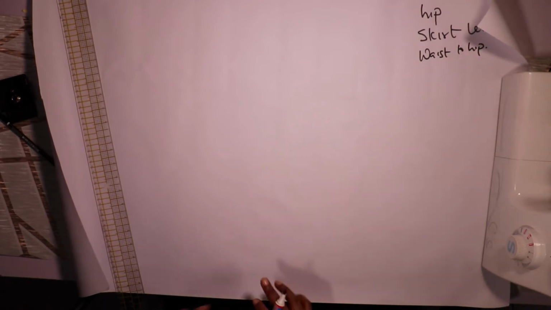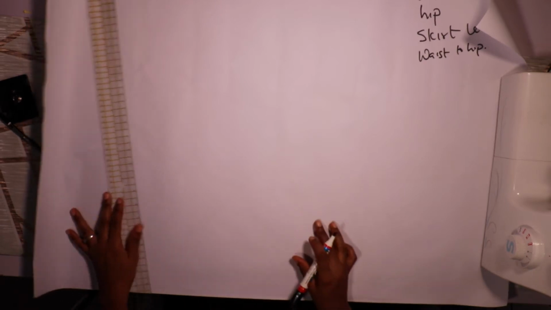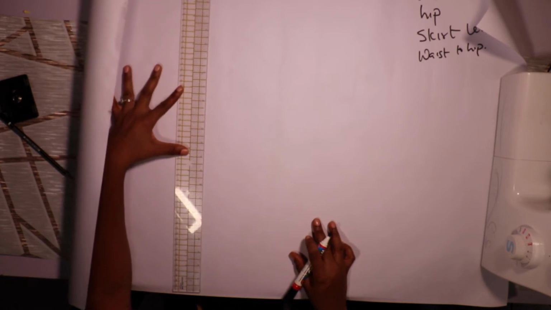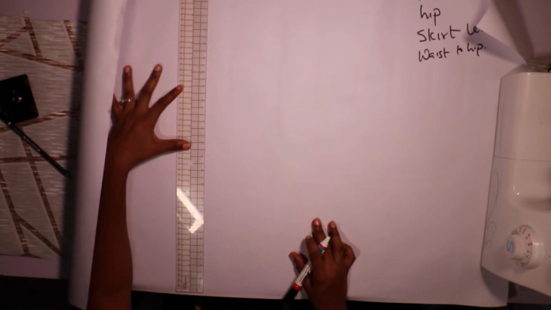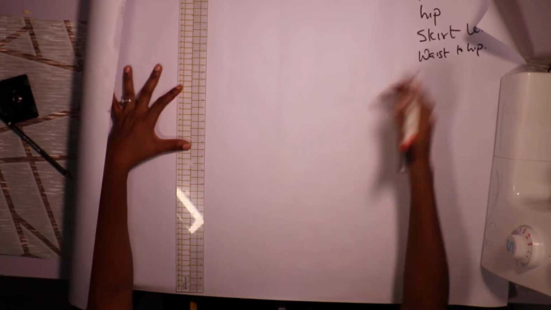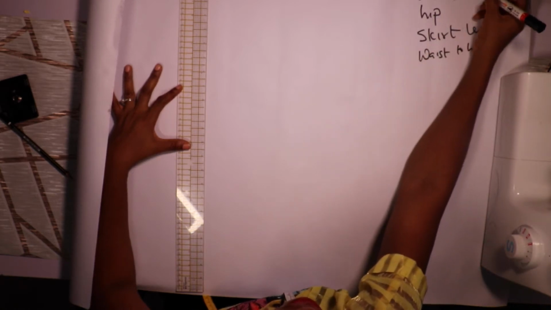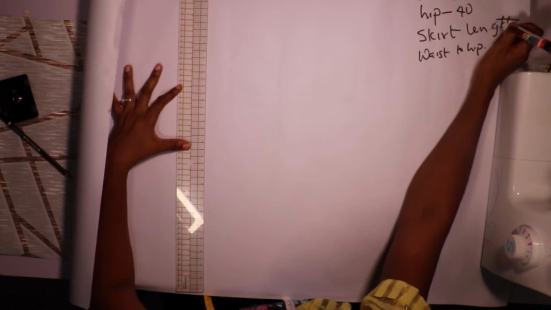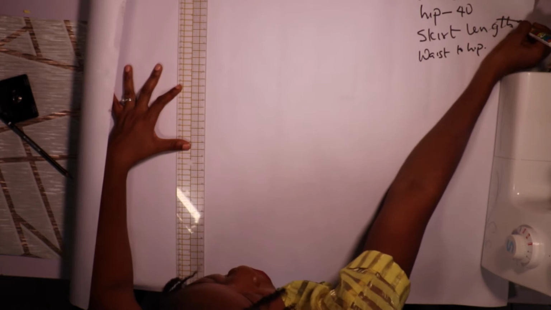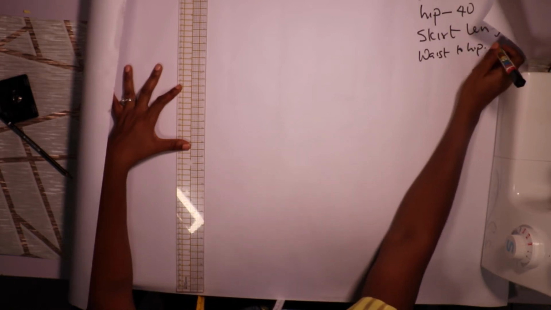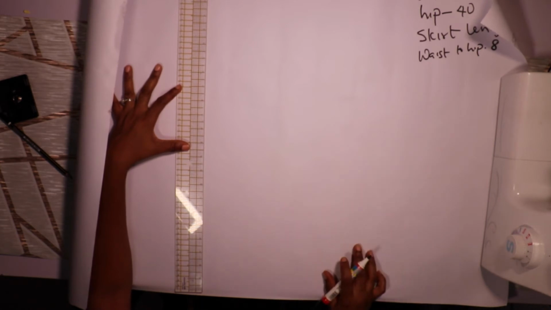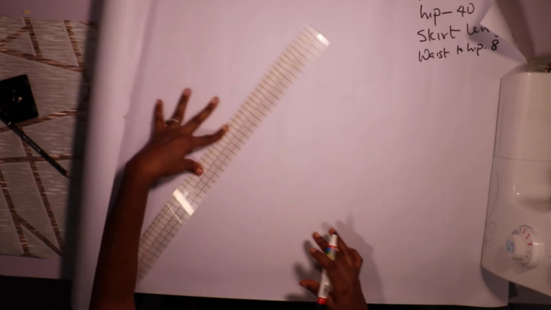Because we've gone through measurements, I will not waste time on that. We're just going to get our measurements. I have come up with the measurements I want to use for this pattern: a waist of 28, hip of 40, skirt length of 22, and the distance from my waist to hip is 8.